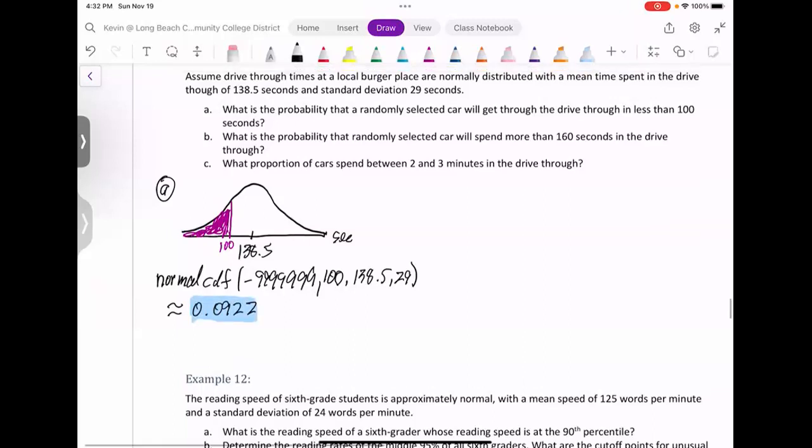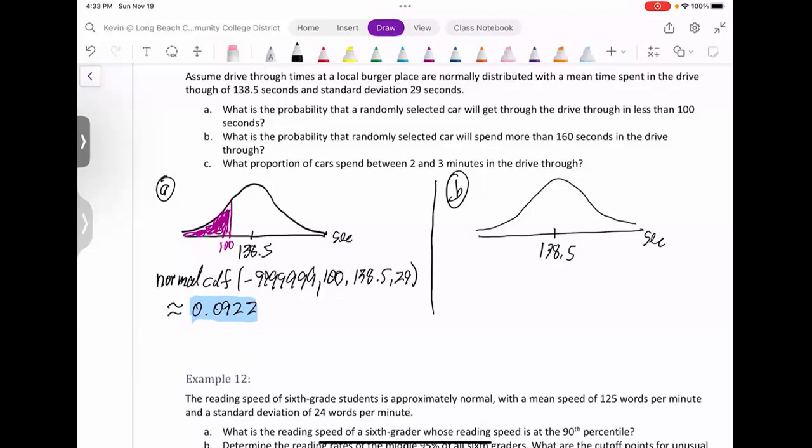Part B. What is the probability that a randomly selected car will spend more than 160 seconds in the drive-through? Well, let's draw the picture again. Start again. Some of you with iPads are laughing at me right now. They're relatively new, seconds. And they want to know more than 160 seconds. So 160 is going to be over here, and more than is over here.